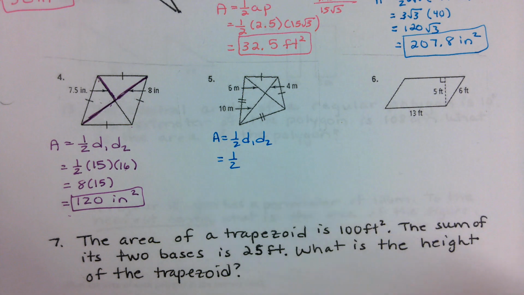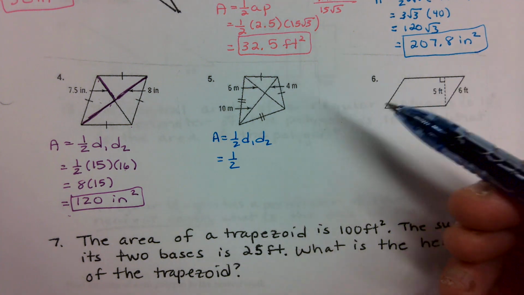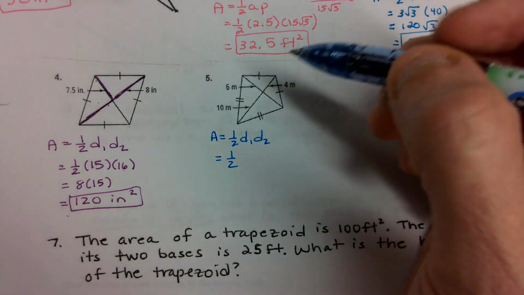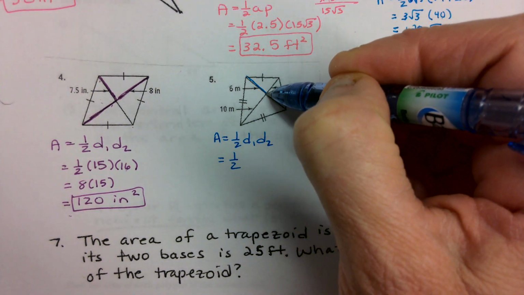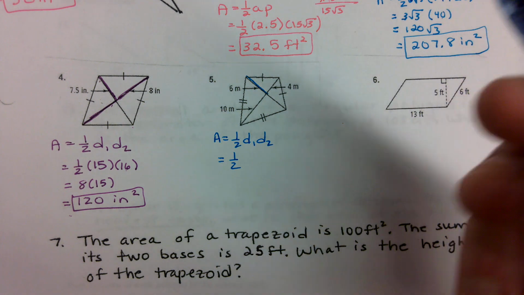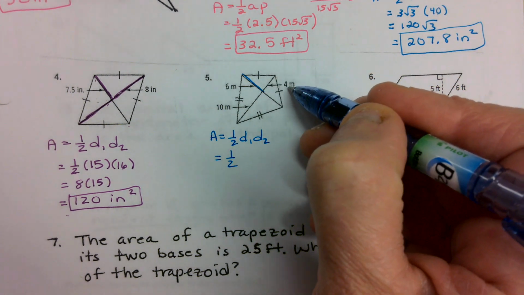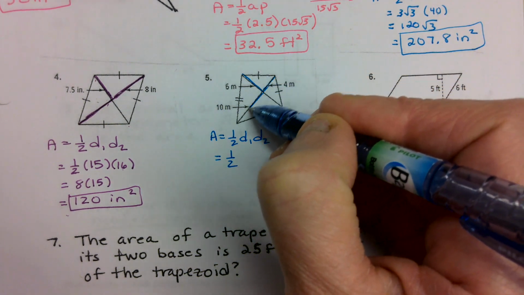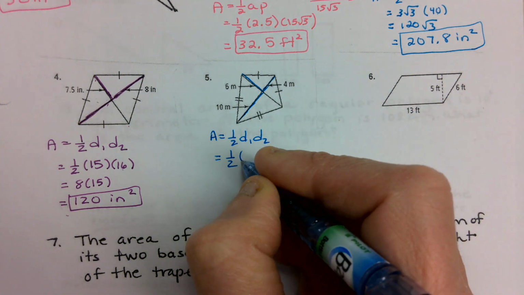So I just need diagonals, and again they point to this one, so this is a 6, but since it's a kite, now they both don't cut each other in half. As you can see, the long one here doesn't. That's 4 and that's 10, so that's 14.